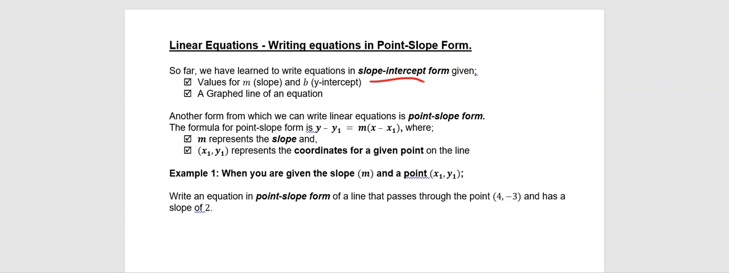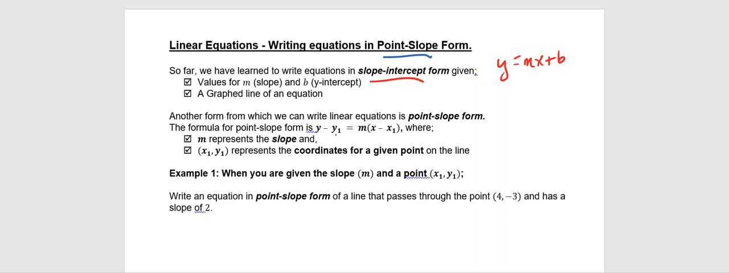Slope-intercept form. And we know that as y equals mx plus b. And we know the m is the slope, and we know the b is our y-intercept. Our new form, called point slope form, is going to take on a slightly different look. Our new form of point slope form is going to be this formula right here.